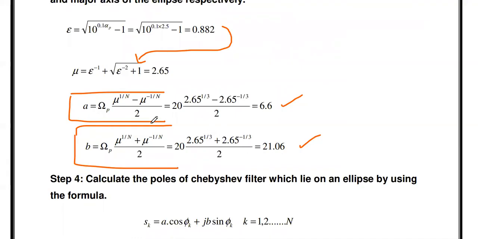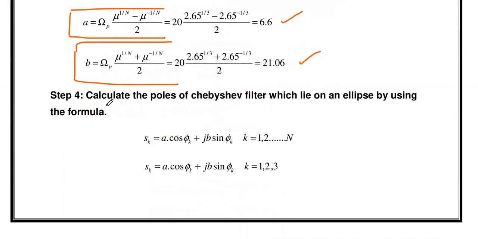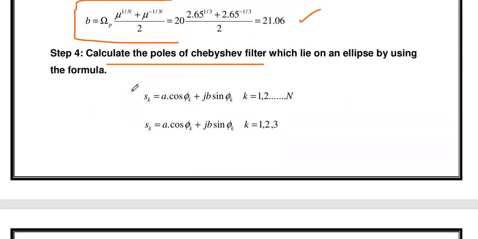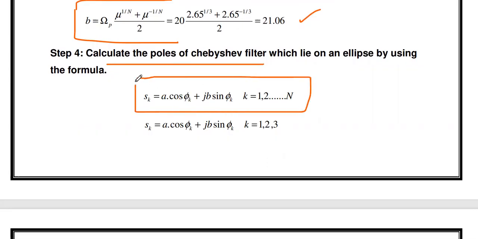Okay, so once you have calculated A and B, we have to find the poles of the Chebyshev filter. Okay, so you know the pole equation of the Chebyshev filter: sk equal to A cos phi k plus jB sin phi k, where k equal to 1 up to n. Here n is 3, so k is 1, 2, 3. So we have to find the three poles, S1, S2, S3.